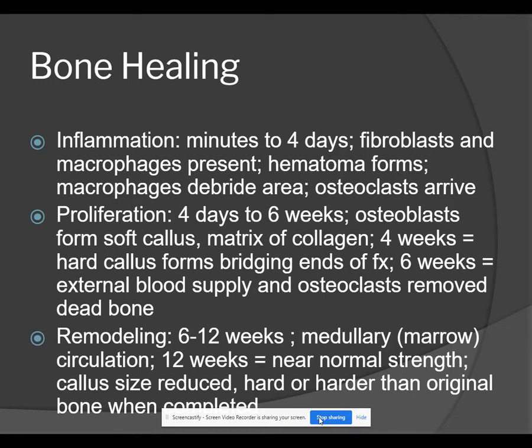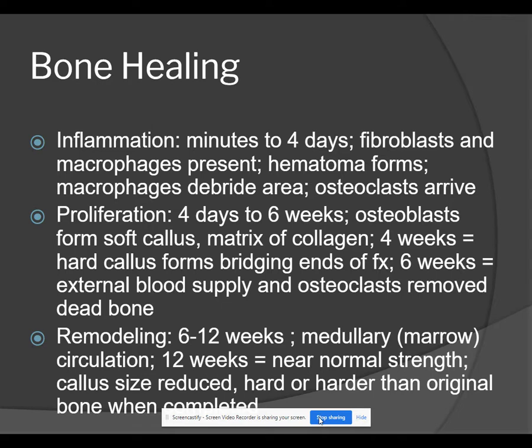So inflammation, it's minutes to days. Fibroblasts and macrophages need to come in. Proliferation, it's 4 days to 6 weeks. And remodeling, 6 to 12. So that's why when you break a bone, it's 6 to 8 weeks pretty much no matter what.